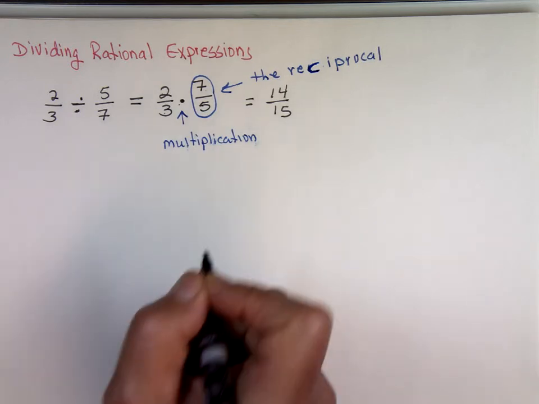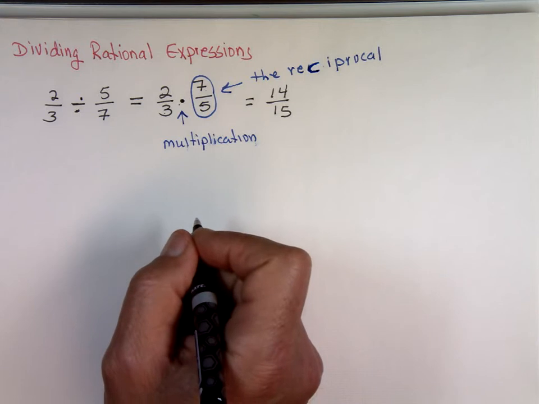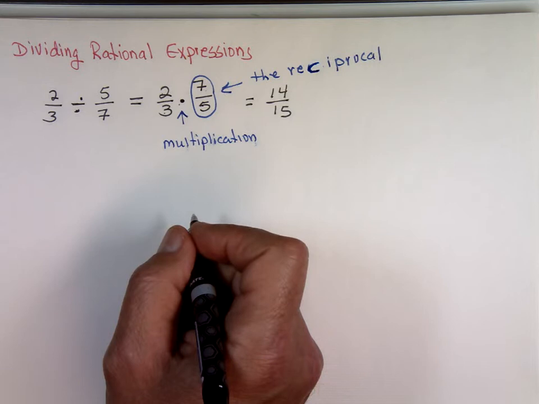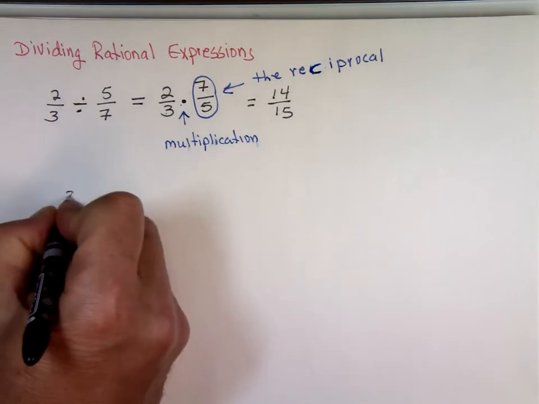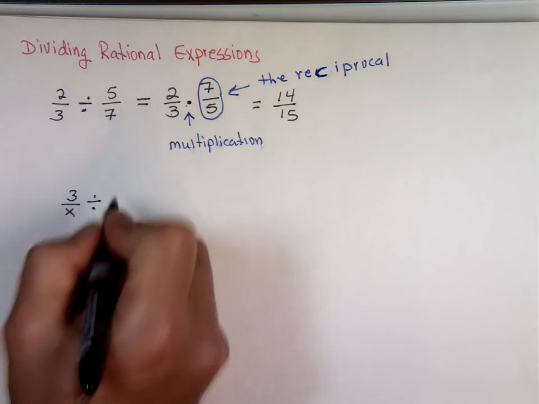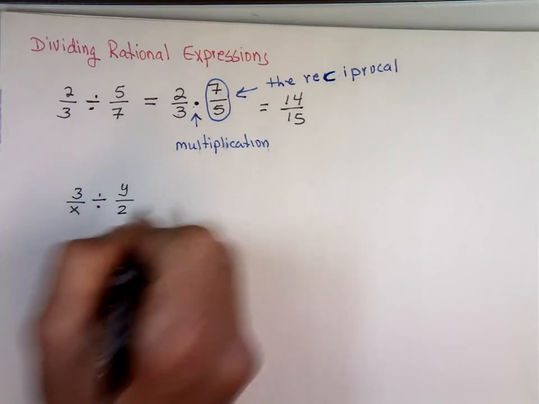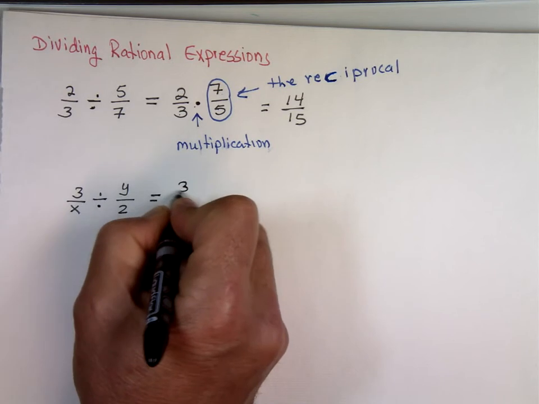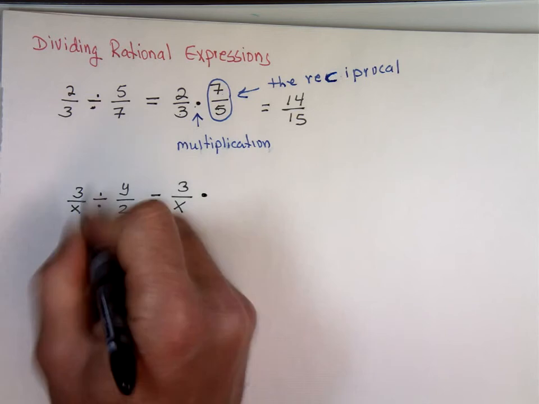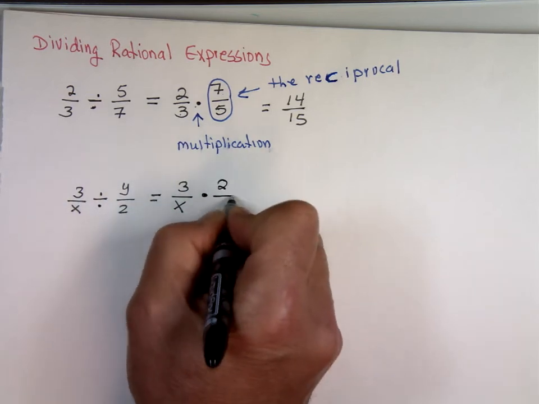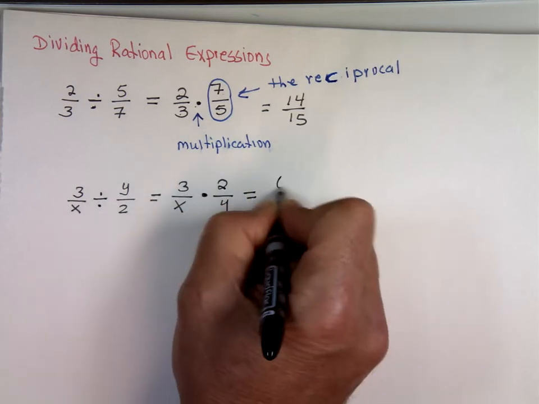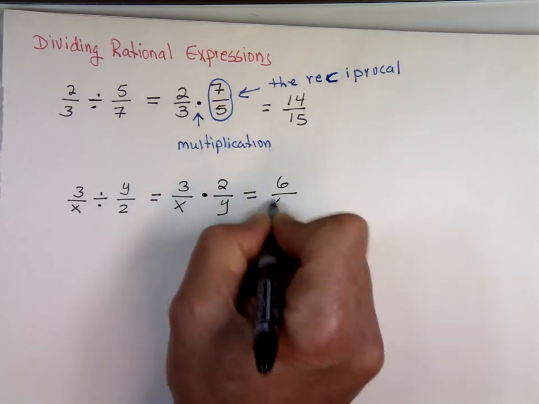Okay, let's try another one. If I have 3 over x divided by y over 2. Again, I'm going to change it to multiplication. The first expression stays the same. We change the division to multiplication. We flip the second one. 2 over y. 3 times 2, 6. X times y, xy.